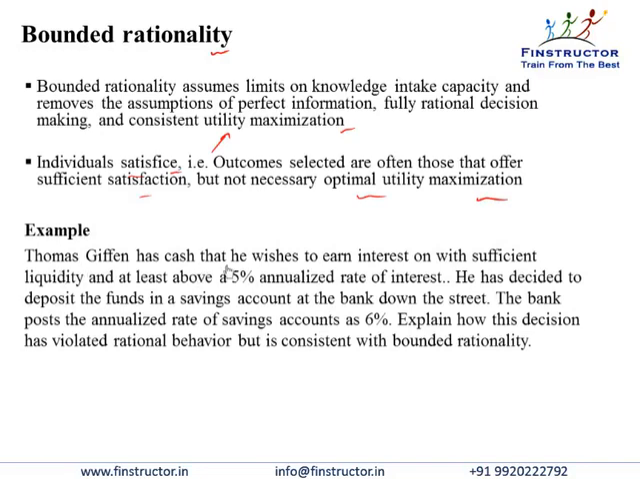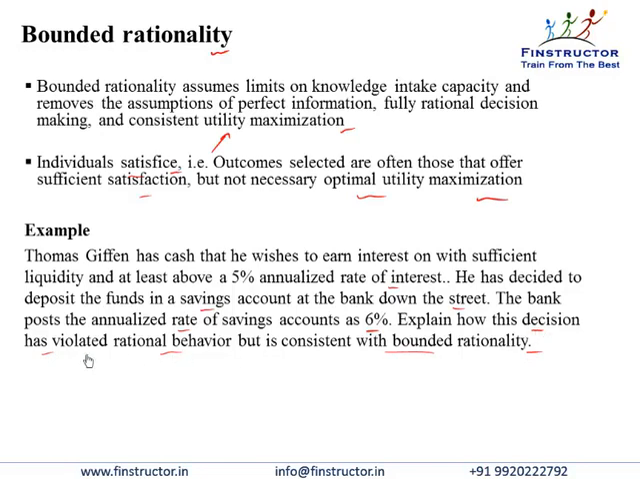So Thomas Giffen has cash that he wishes to earn interest on with sufficient liquidity and at least above a 5% annualized rate of interest. He has decided to deposit the funds in a savings account at the bank down the street. The bank posts the annualized rate of savings accounts as 6%. Explain how this decision has violated rational behavior but is consistent with bounded rationality.